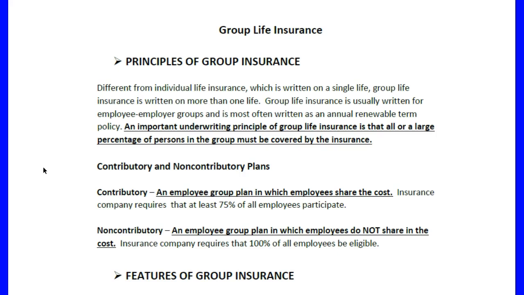So the main focus here is that it's often written as an annual renewable term. This we're going to see on the test and you need to know. The important underwriting principle of group life insurance is that all or a large percentage of persons must be covered.